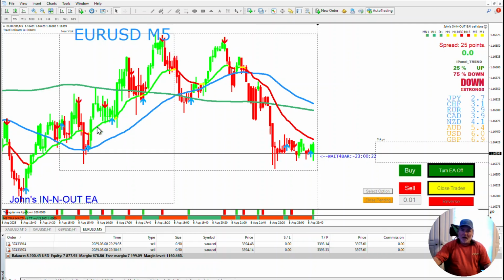Now in 1 minute, I found that the arrows come after the 1 minute bar, so they won't help you at all in 1 minute. So don't even think about it on a 1 minute unless you go with a really big number, which gives very few arrows, but it's just not worth it. So from 5 on up, my favorite's going to be the 15.